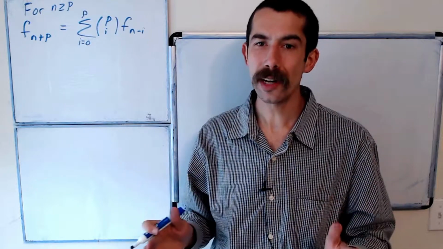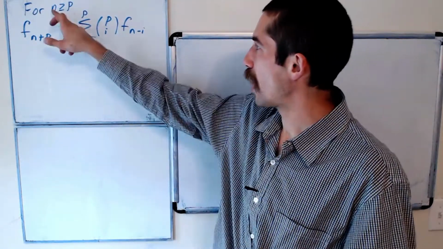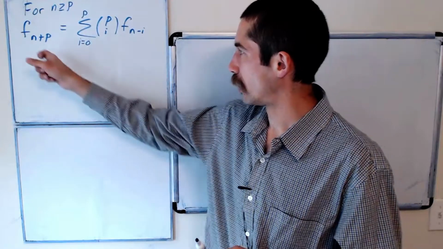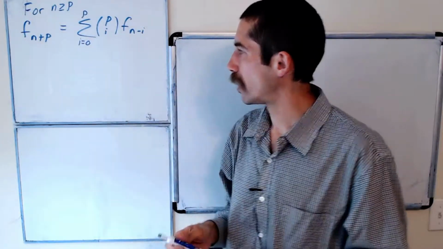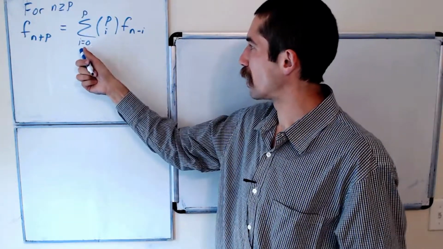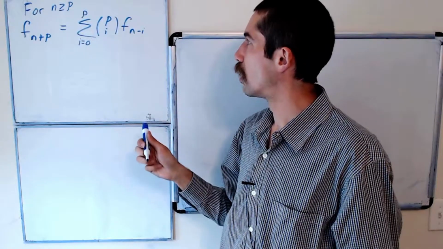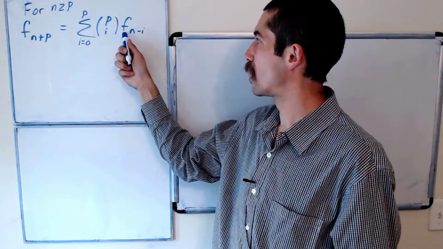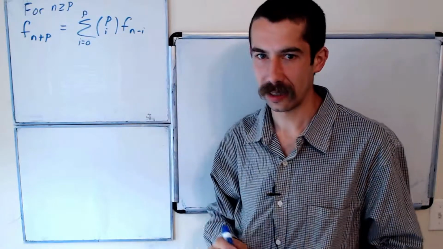Today we're going to give a combinatorial proof that if n is greater than or equal to p, then the n plus pth Fibonacci number is equal to the sum from i equals 0 to p of p choose i times f sub n minus i.